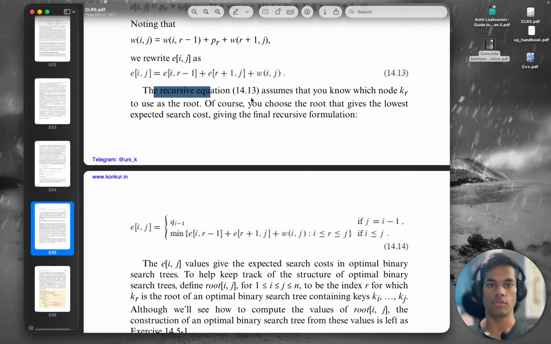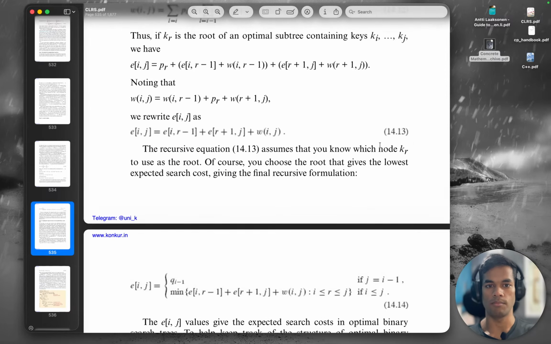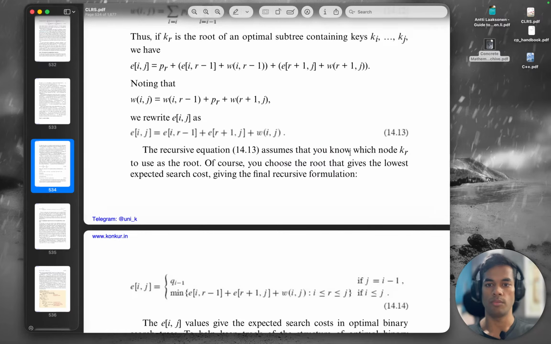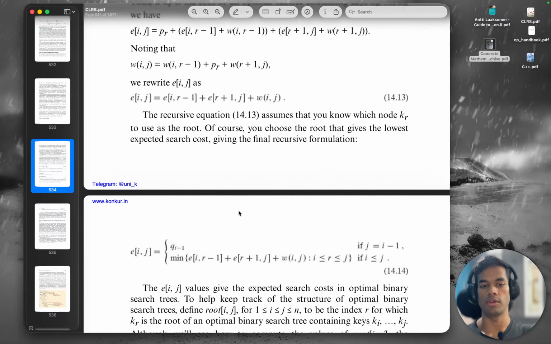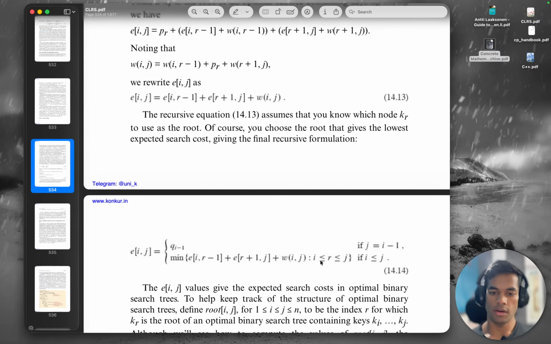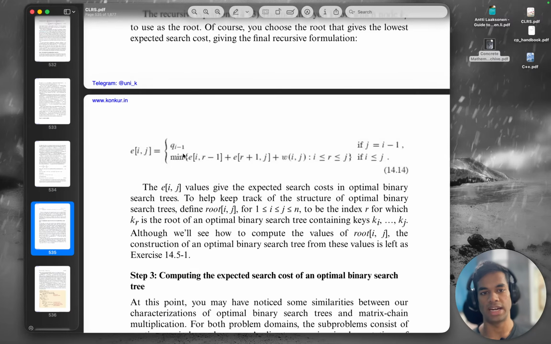The recursive equation 14.13, this one, assumes that you know which node k_r to use as the root, but we do not know. Therefore, we will have to iterate for r from i to j. And if we are at one of the base cases, then we return the value, the probability for the dummy node.